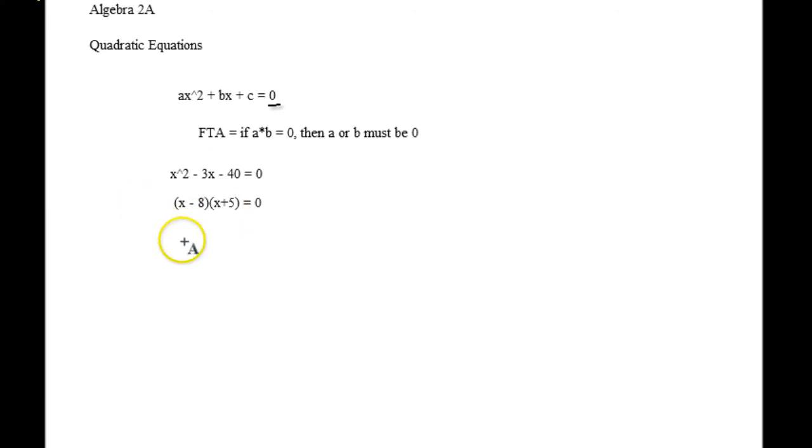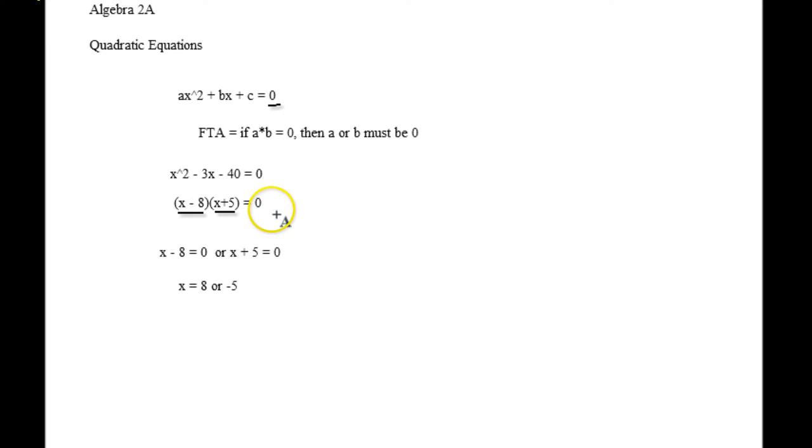Okay, so we have this all set up. Now, if you pretend this is A and this is B, A times B is equal to 0, so that must mean that x minus 8 equals 0, or x plus 5 equals 0. If you solve both those equations, x is equal to 8 or negative 5, and you'll find the answer for this type of problem.